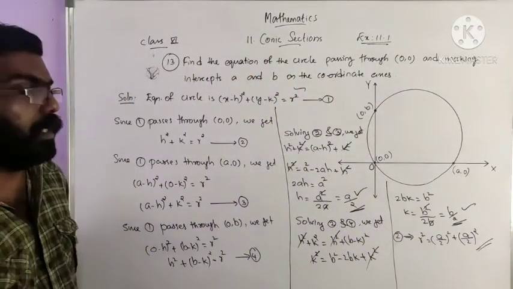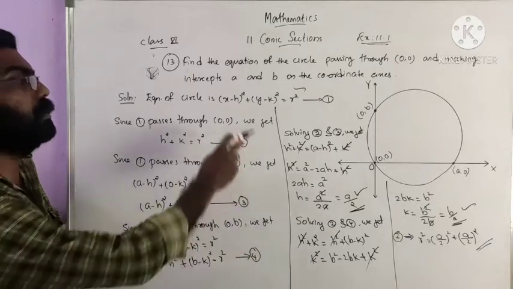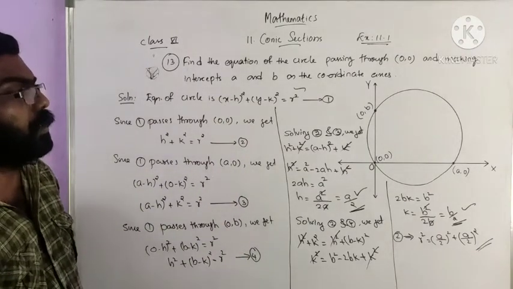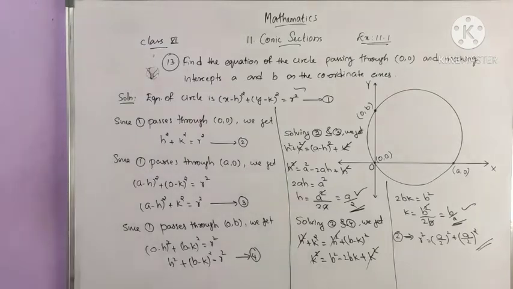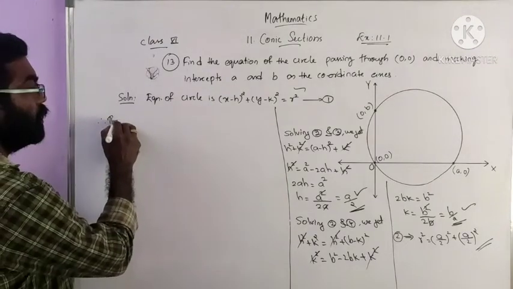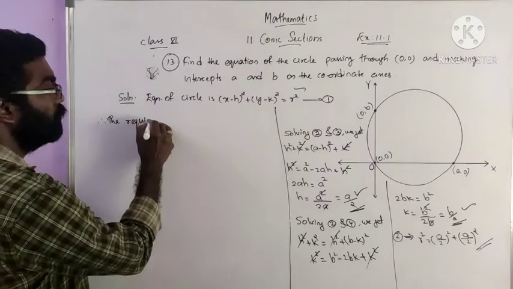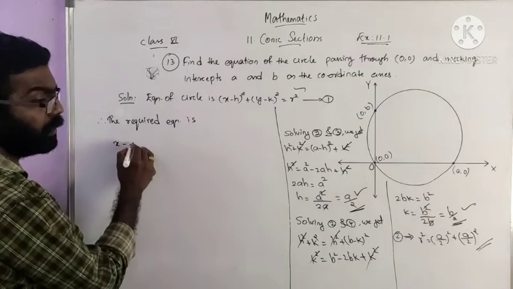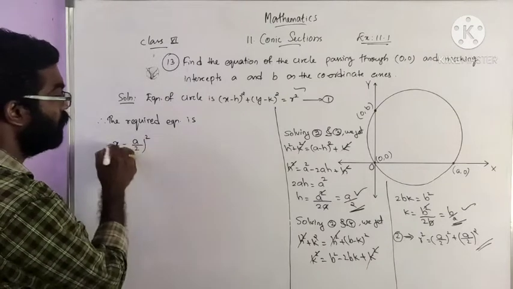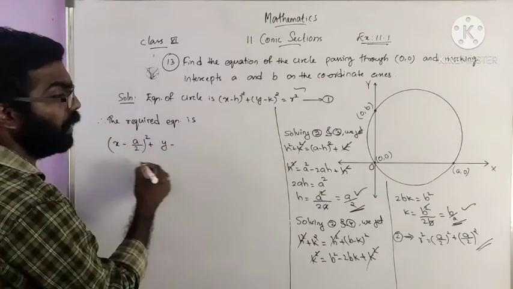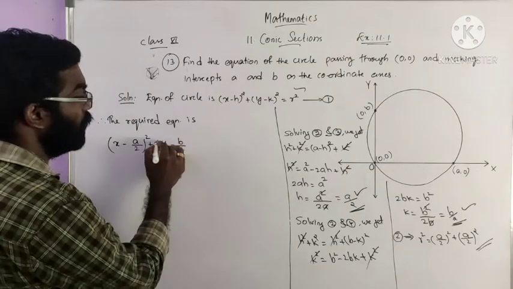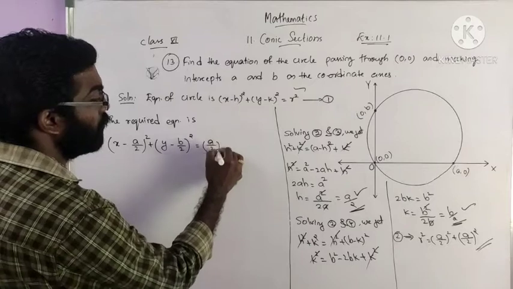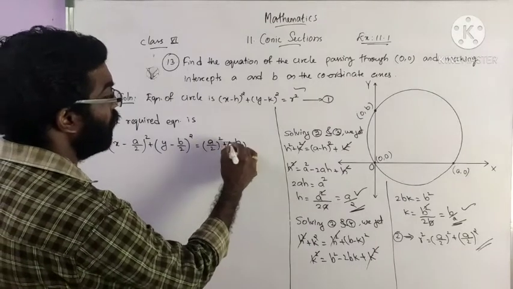Now we can replace all these values in the standard equation. x minus h the whole square plus y minus k the whole square is equal to r square. Therefore the required equation is x minus h, h is a by 2, the whole square, then plus y minus k, k is b by 2, the whole square, which is equal to r square. R square is a by 2 the whole square plus b by 2 the whole square.